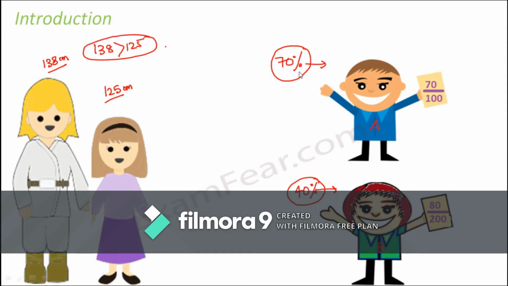Now, if you know the percentage scored by A and B, you can very easily compare who scored more. So what can you say? Who scored more? Obviously, A scored more. So in this lesson, we are going to learn more about percentages.